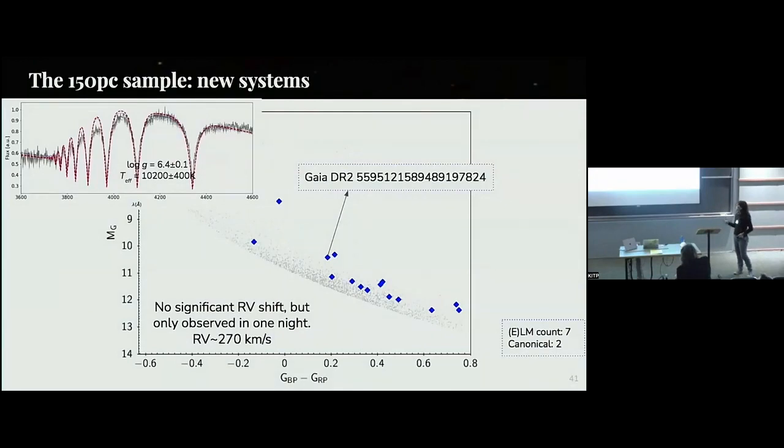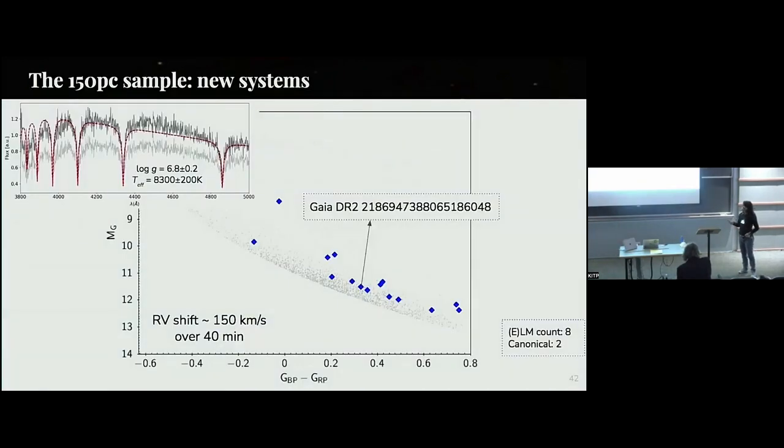And there's also new systems. For those, I'm going to show the spectrum up here with the best chi-square model shown in red. This is still a preliminary fit, but it gives us a good idea. So this first one has parameters very well consistent with an ELM. We only have 1 spectrum so far, but the radial velocity is quite high, so it's probably a binary.